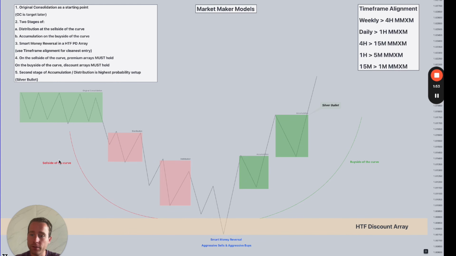Horizontal consolidation, sell side of the curve, distribution 1, distribution 2, smart money reversal, aggressive sells, aggressive buys. And here the buy side of the curve starts. And how can you confirm if you are at the sell side of the curve or at the buy side of the curve?